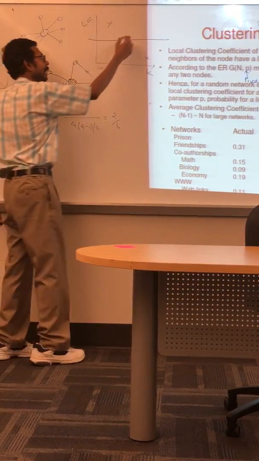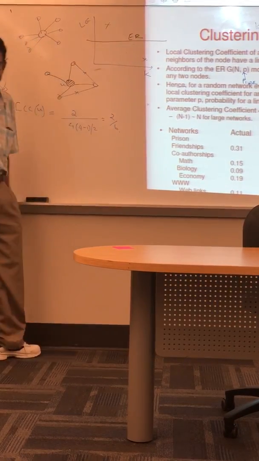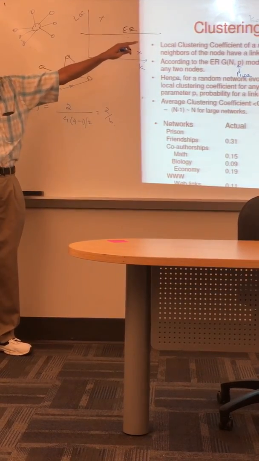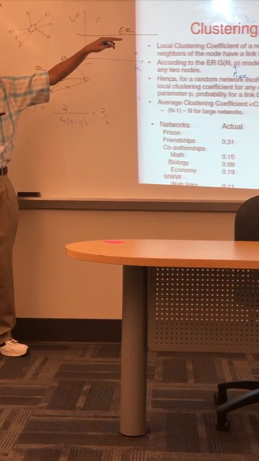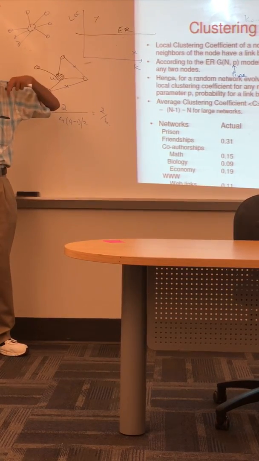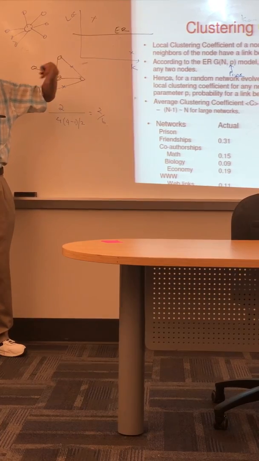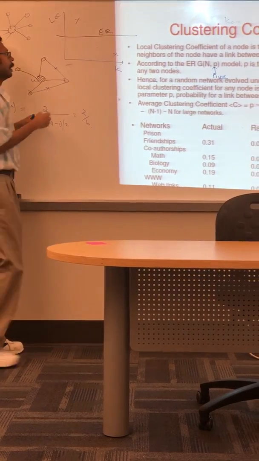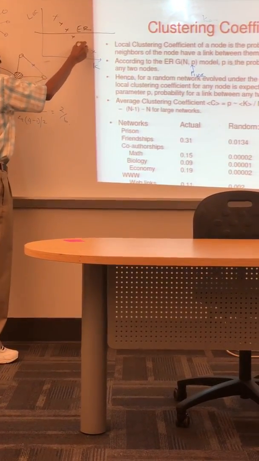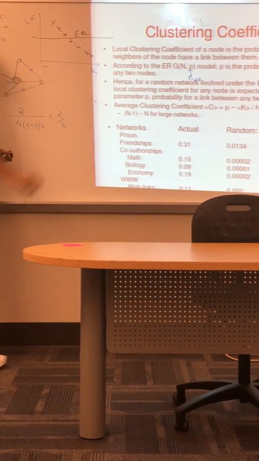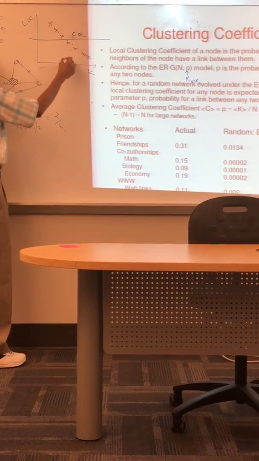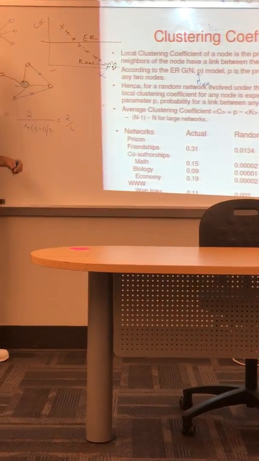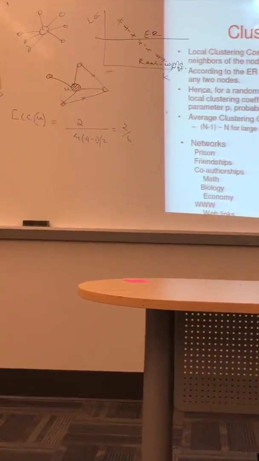So this is the relationship between local clustering coefficient and node degree according to the ER model. All nodes are expected to have the same local clustering coefficient, irrespective of the degree, not that you can guarantee it. Whereas in reality, you expect the local clustering coefficient to decrease with node degree. So in real world networks, you expect the local clustering coefficient to decrease with node degree.